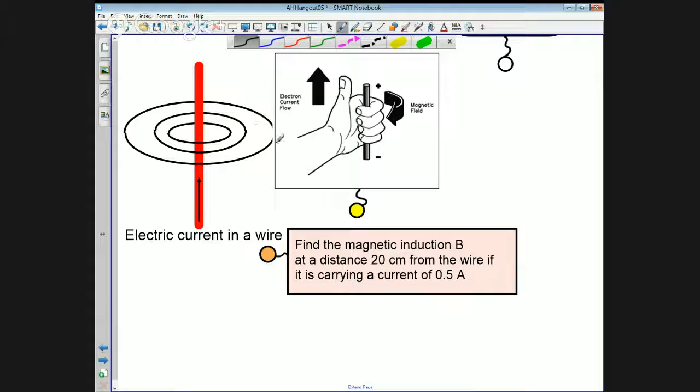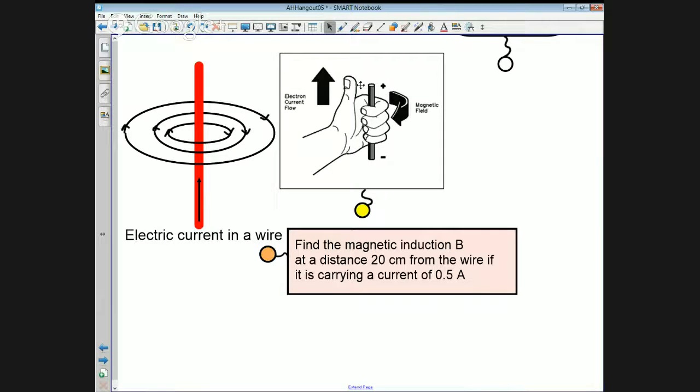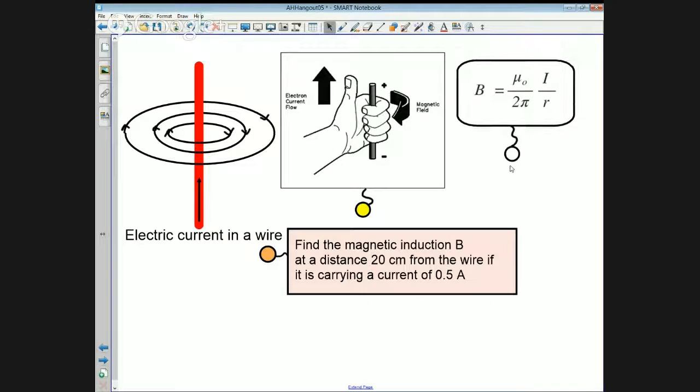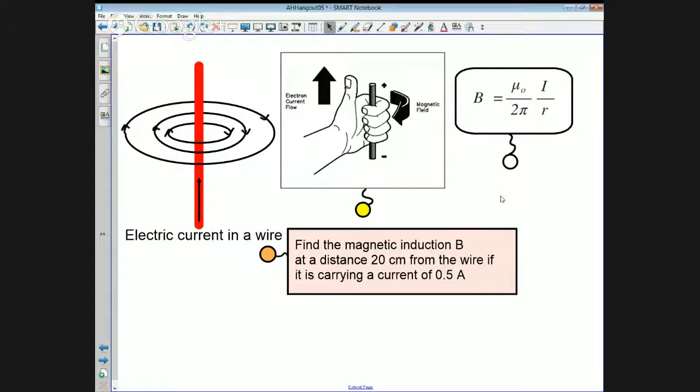So in this particular case, the magnetic field will be pointing in that direction, that direction, that direction, and that direction. Just check by your hand going round there. Now, what is the expression for the magnetic induction B a certain distance away from the wire? Well, that's this equation here. The magnetic induction B equals mu naught, which is just a constant, divided by 2 pi, times the current in the wire, divided by R.